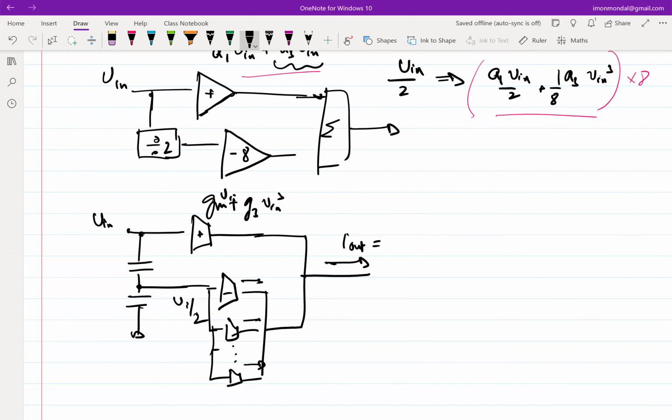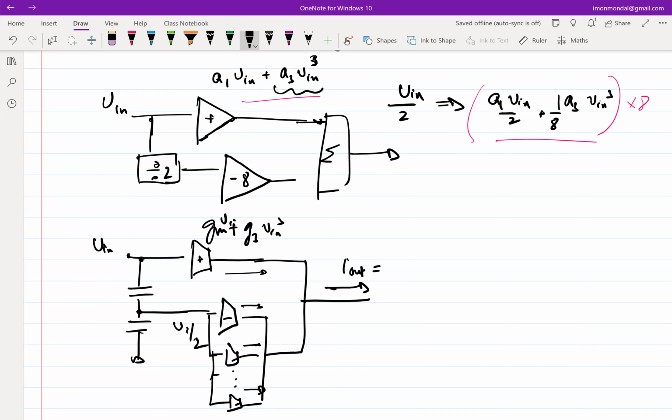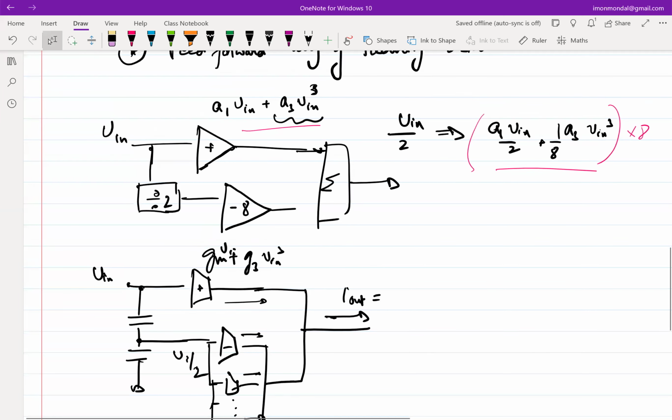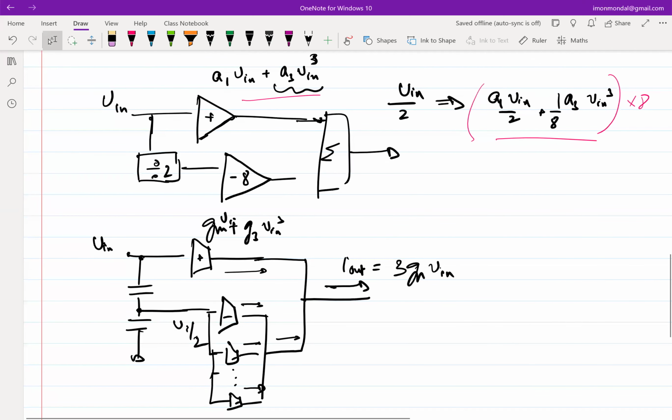this path. I mean, the G3 Vin cube term will get cancelled, but the part that will remain is only the scaled version of GM Vin. So you are going to get a factor of 4 from this path and minus a factor of 1 from the top path. So you are going to get 3 GM Vin, and the Vin cube term will get cancelled. But do you see an issue with this?